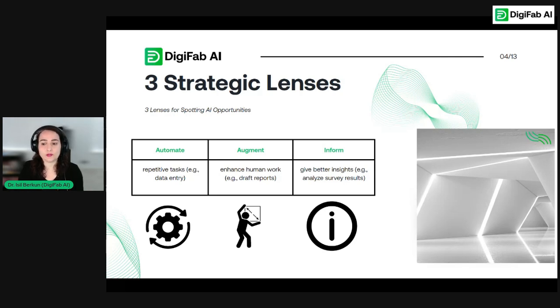So ask yourself, what parts of my day are mentally expensive? And please drop it in the comments. What parts of your day in your work are mentally expensive but logically predictable? So it's expensive, but there's a prediction route at the end of the tunnel. That's where we can apply these three strategic lenses.